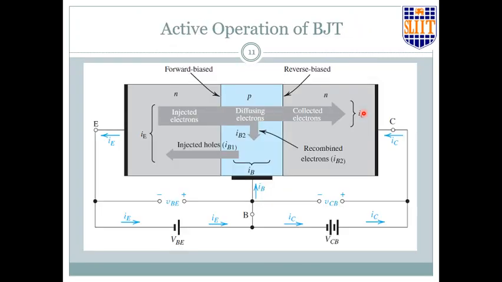Now if it was for a PNP transistor, emitter will be P, base will be N, collector will be P. Then this voltage has to be reversed in order to forward bias the P-N junction between the base and the emitter. And to reverse bias this, you need a positive here and positive there. So everything will be opposite, and instead of electrons we will be talking about the holes, right? Not electrons, then it will be hole propagation.